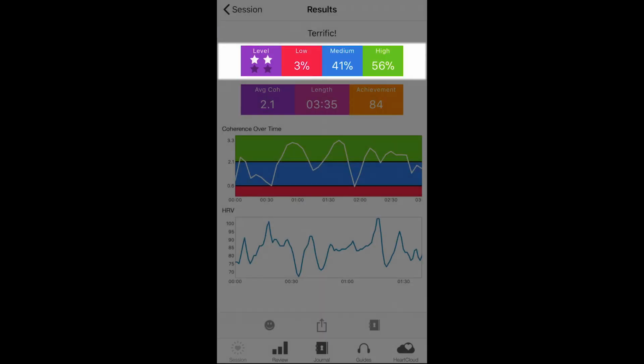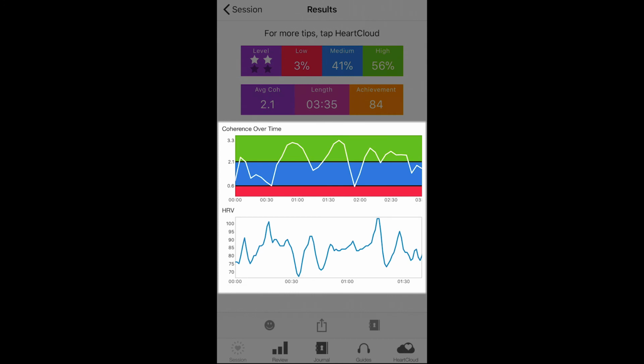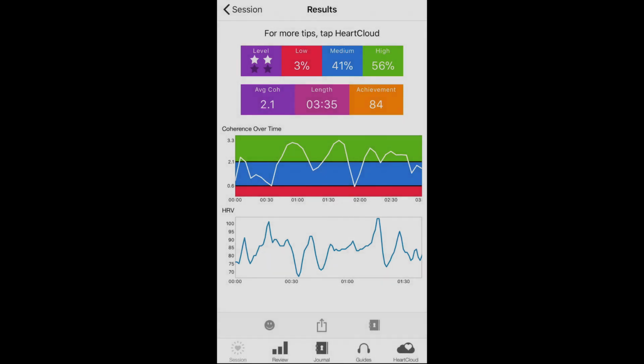When you stop a session, you will see the percentage of time you have been in low, medium, or high coherence, the average coherence score you had during the session, and the number of achievement points you earned. Below that, you will see a view of coherence over time graph and your HRV pattern. You can scroll through views to see what the readings were during the entire session. Your goal is to increase your coherence score and the amount of points you earn during a session.